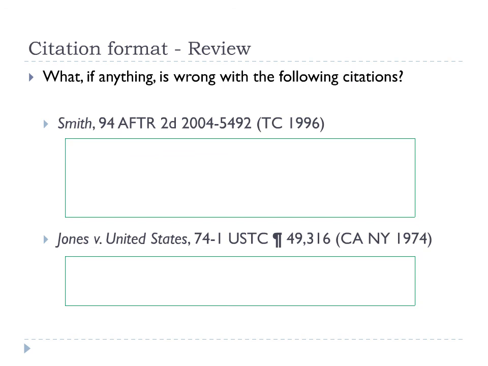With respect to the Smith citation, there seem to be two problems. First, either the reporter name or the court in the parentheses is incorrect. Tax court decisions are not published in the AFTR reporter. Let's presume that the court was incorrect. For example, the case could have been a circuit court case that was appealed from the tax court, and the person providing the citation was not careful with the names of the court.